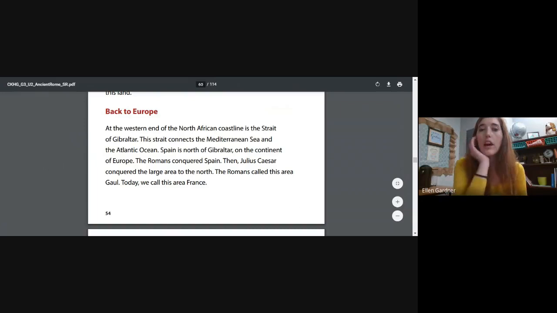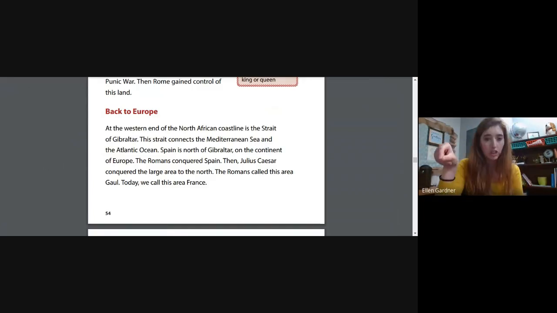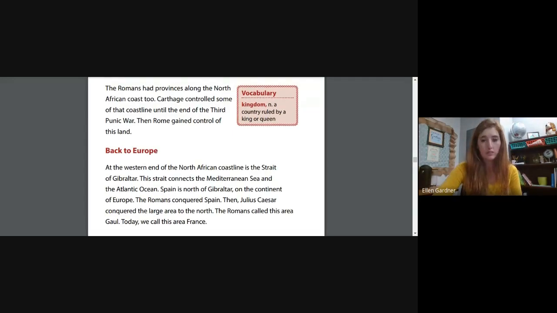Back to Europe now. At the western end of the North African coastline is the Strait of Gibraltar. This strait connects the Mediterranean Sea and the Atlantic Ocean. Spain is north of Gibraltar on the continent of Europe. The Romans conquered Spain. Then Julius Caesar conquered the large area to the north. The Romans called this area Gaul. Today, we call this area France.